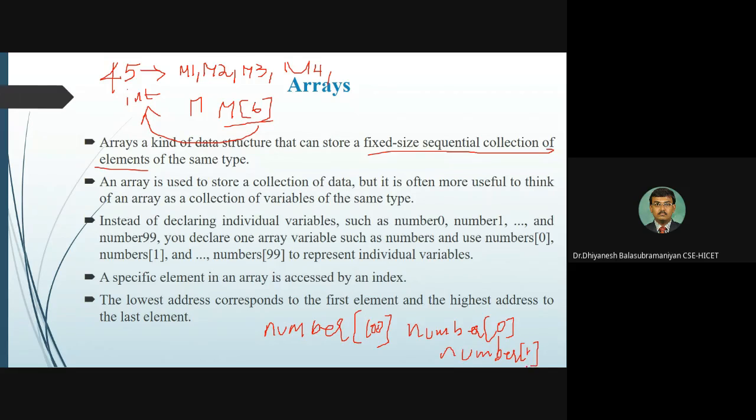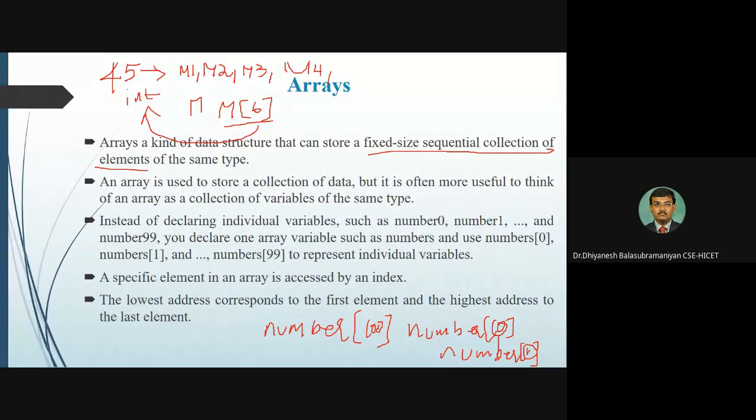So with the help of the index, we can have direct access to each and every element. The specific element in an array is accessed by an index. Here the index is denoted as 0, 1, 2, 3, 4, 5, up to 99. It is sequential. The lowest address corresponds to the first element and the highest address corresponds to the last element. Instead of address, we can say the lowest index value corresponds to the first element and the highest index value corresponds to the last element.